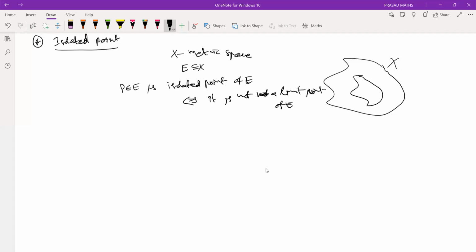Understand? Take a point in a set. If it is not in the set, it cannot be an isolated point. Take a point which is inside.